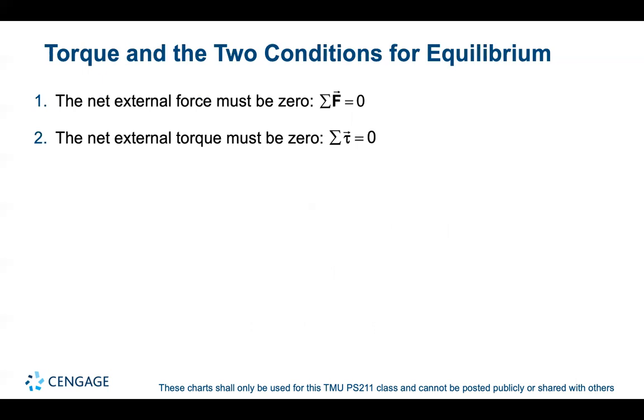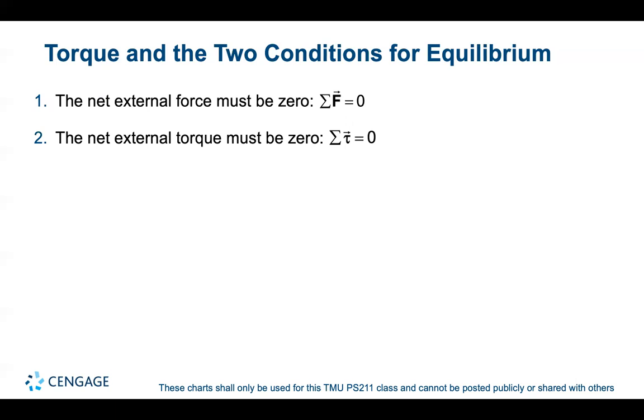So an object in mechanical equilibrium must satisfy two conditions. The net external force must be zero, and the net external torque must be zero. The first condition is a statement of translational equilibrium. That is, the sum of all forces acting on the object must be zero, so the object has no translational acceleration, or a equals zero.